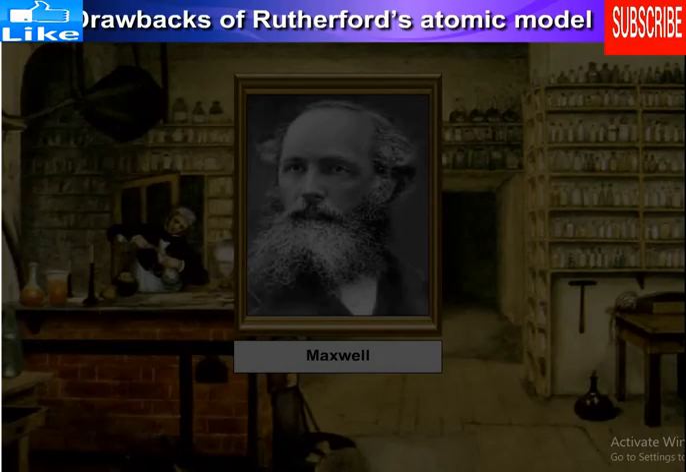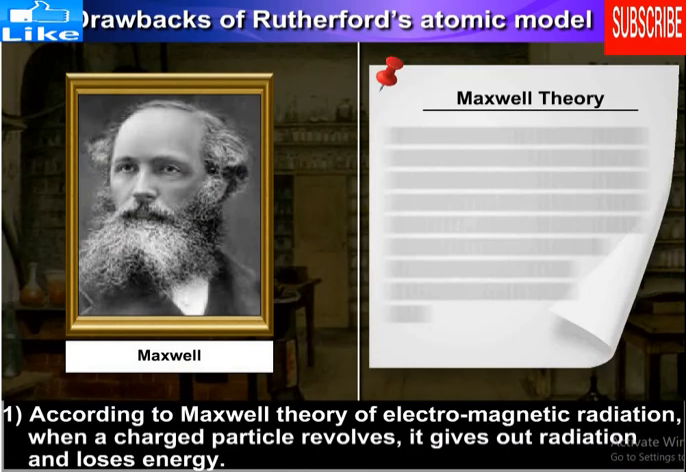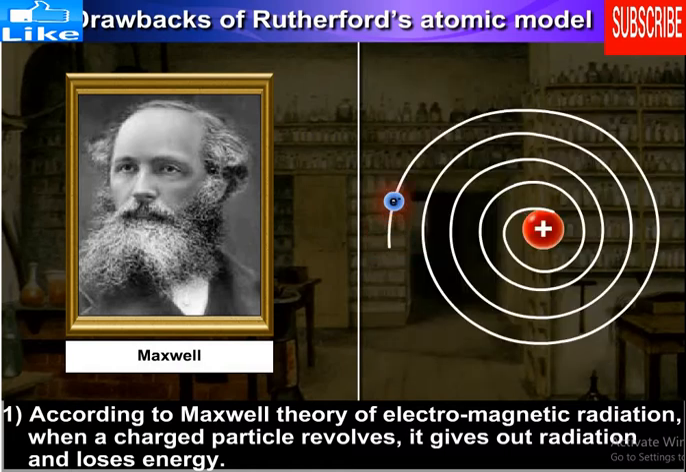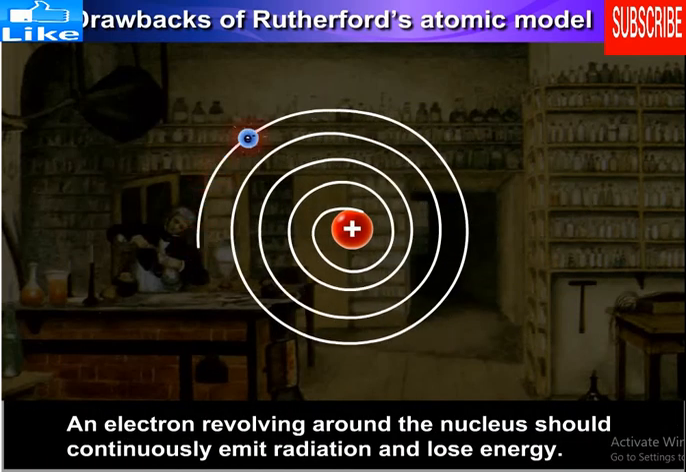Drawbacks of Rutherford's atomic model. 1. According to Maxwell's theory of electromagnetic radiation, when a charged particle revolves, it gives out radiation and loses energy. An electron revolving around the nucleus should continuously emit radiation and lose energy.